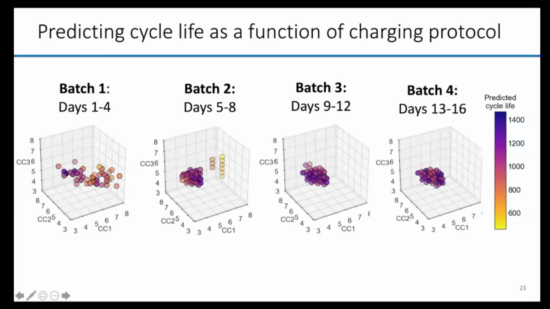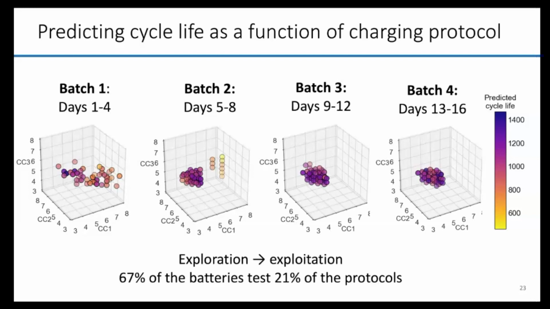I should have mentioned in this context, it was proposed to do a fixed budget approach. So you're going to keep running experiments until you've exhausted your budget. Just reiterating the exploration and exploitation trade-offs, 67% of the batteries that were tested actually only test 21% of the protocols. So because of our smoothness assumption, there are various aspects of the space we don't need to test, and we can still have pretty high confidence that we found the best or near optimal charging protocol.